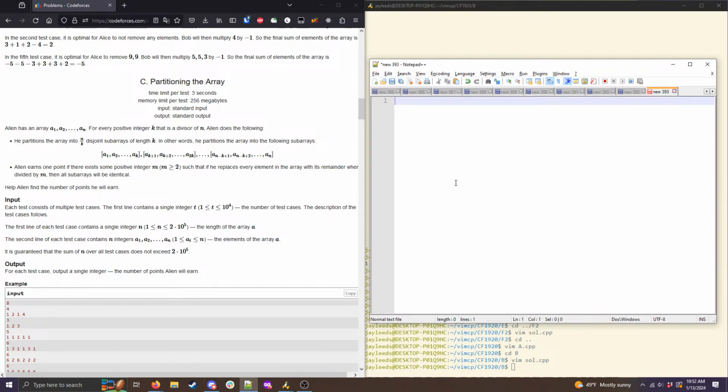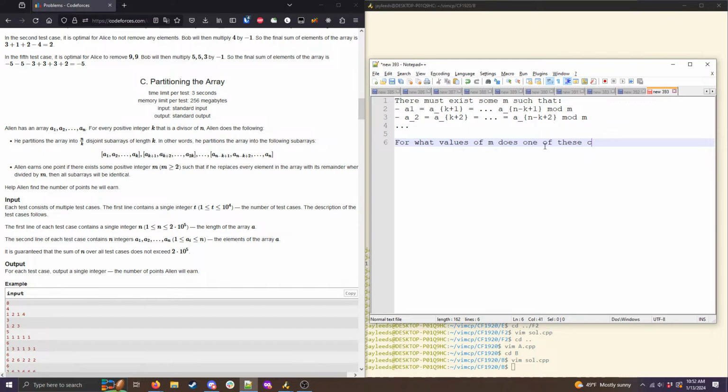One thing to note is that for a given k to work, there must exist some m such that a1 equals a(k+1), all the way up to a(n-k+1), mod m. A2 has to be equal to a(k+2), which has to be equal to a(n-k+2), mod m, and so on. So let's figure out for what value of m one of these conditions holds.